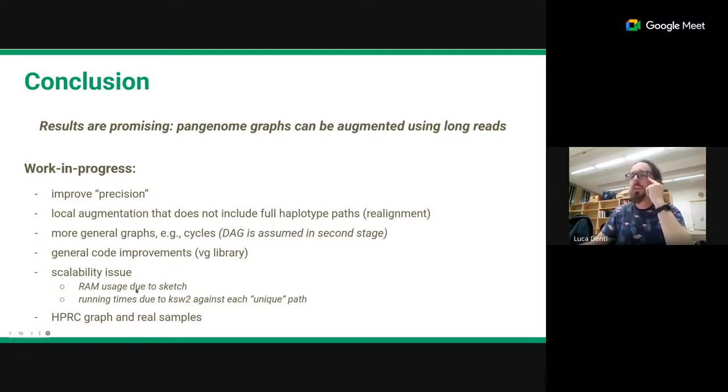So the RAM usage is quite high due to the sketching scheme that I'm using, so the hash map. And the running times are quite high for the last step because we are doing a pairwise alignment against each unique part of the subgraph, and it is quite time consuming. And yeah, I would like to move the experiment to HPRC graphs, so the big graphs, not built from the BCF, and real samples.